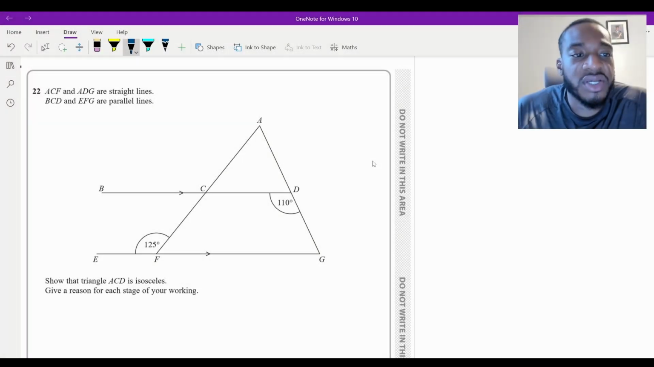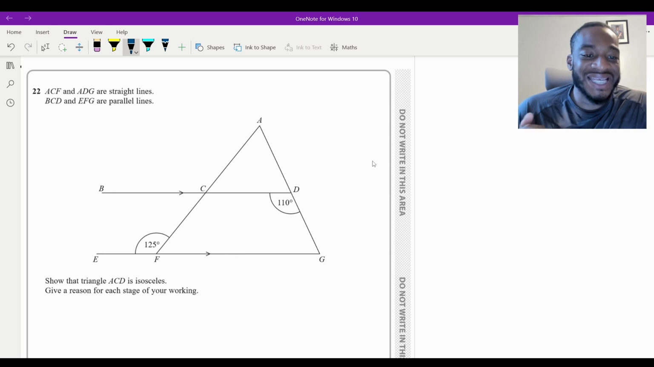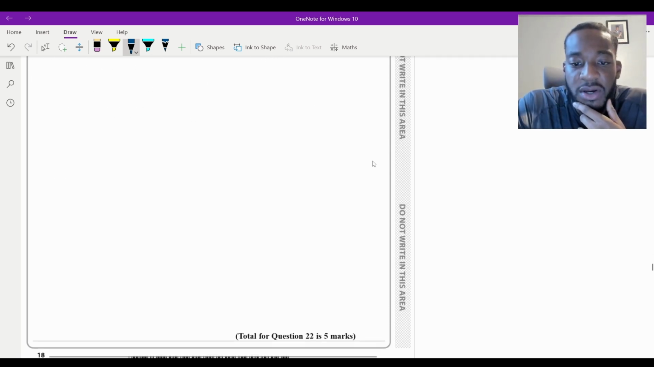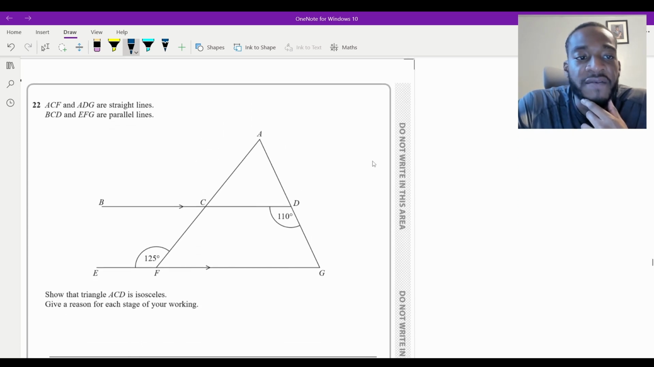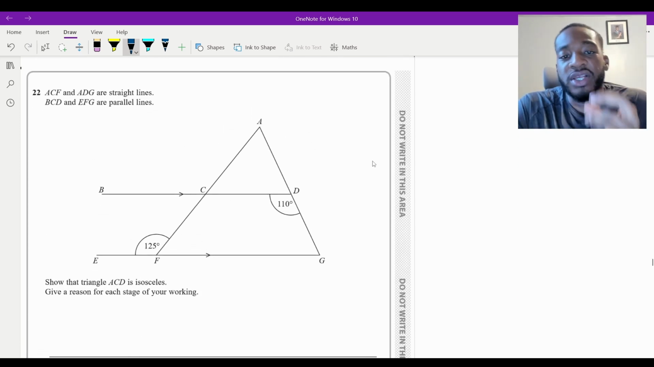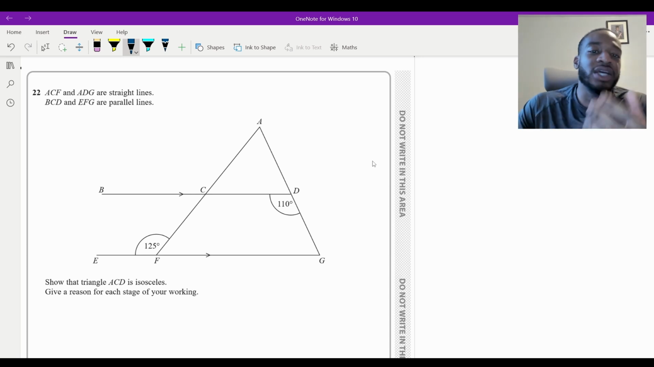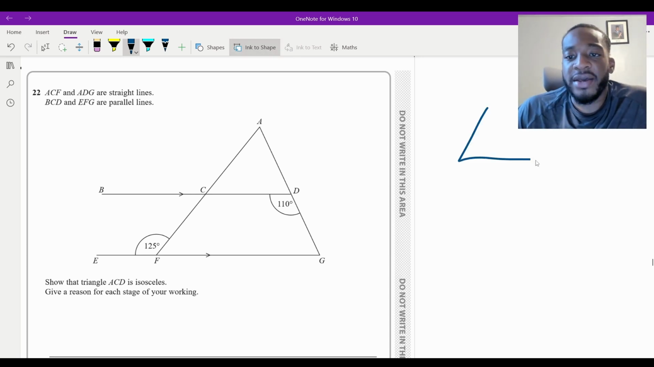Okay, so question 22 says ACF and ADG are straight lines, BCD and EFG are parallel lines, and we need to show that the triangle ACD is isosceles. Give a reason for each stage of your working. This is 5 marks. Firstly, we need to remember what an isosceles triangle is. It's just a triangle whereby you've got two angles which are the same.